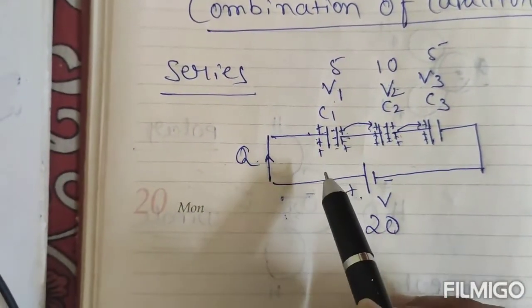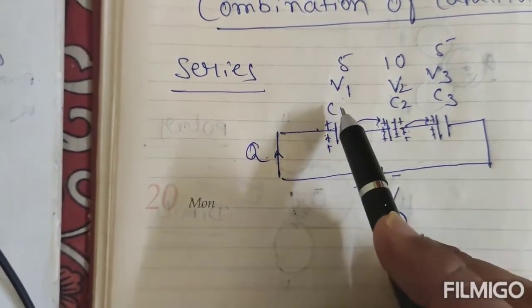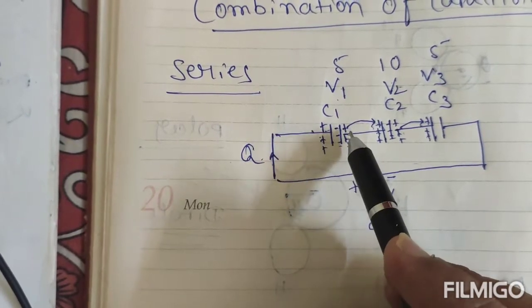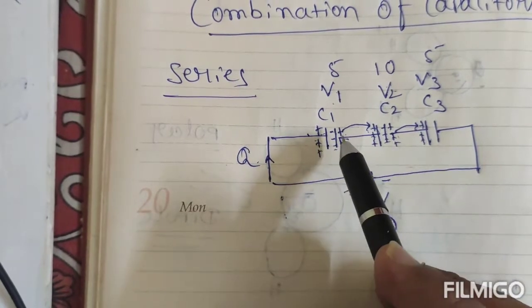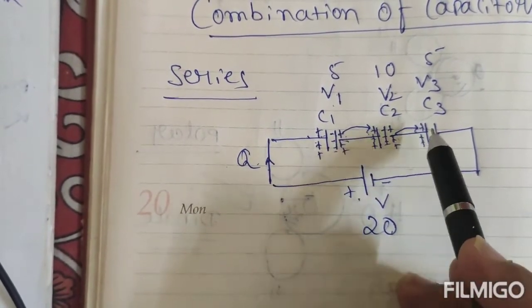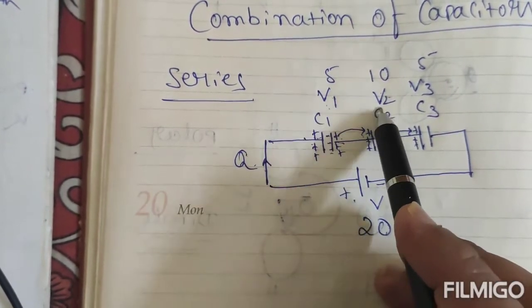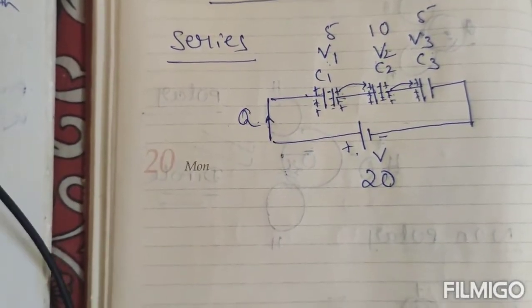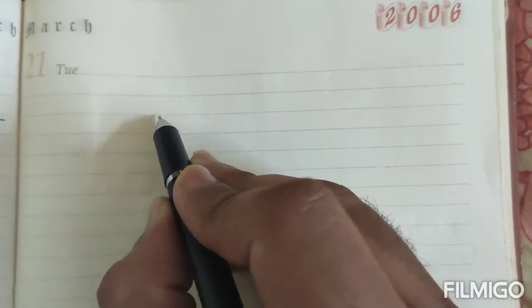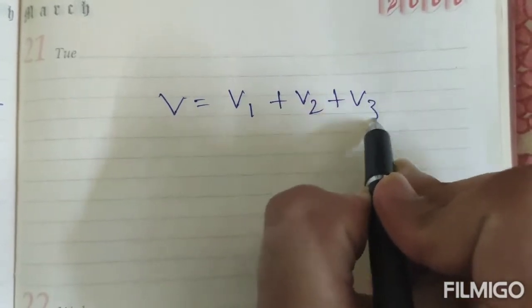So what I told is, the charge will remain the same, but what is being divided? Potential, because you are doing different kinds of work. The capacitors are not the same, so you are doing different work in different capacitors. The work done upon a charge is the potential difference V1, V2, V3, and these are being divided. So as my potential is being divided, let us write V equal to V1 plus V2 plus V3.